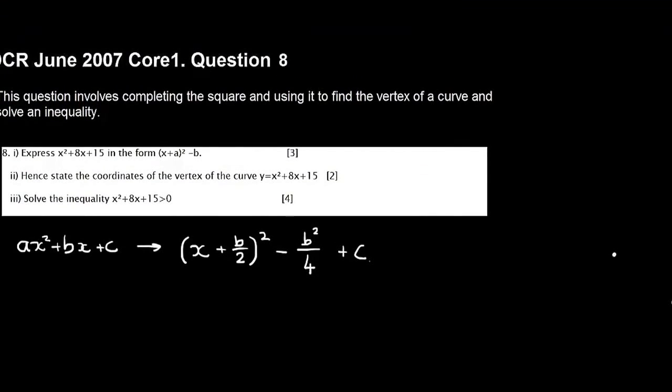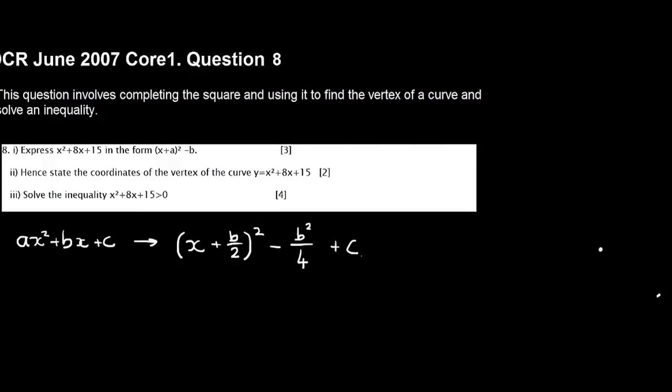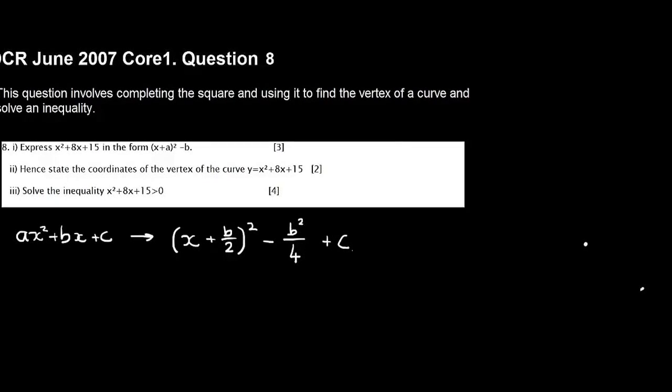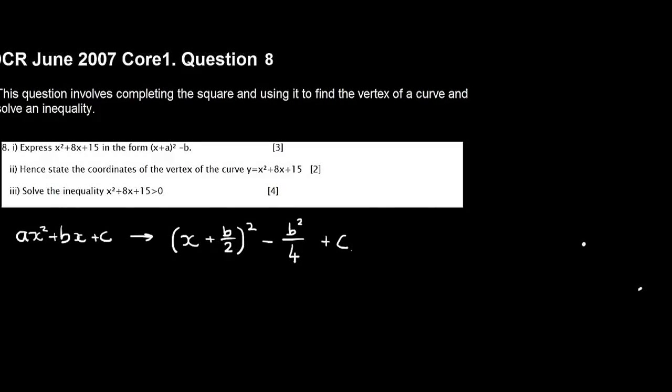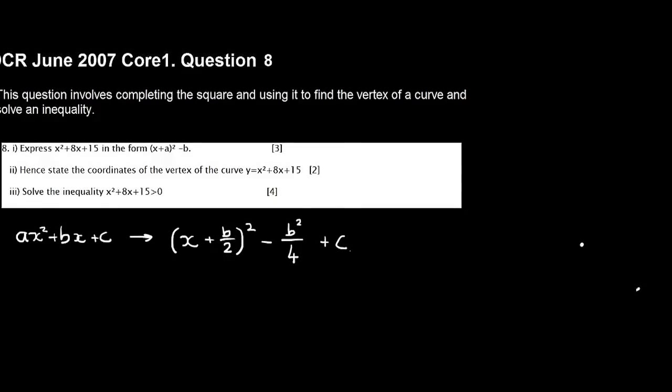So we've got June 2007, it's a Core1 paper, question 8. This question involves completing the square, and we use the completed square version to find the vertex of the curve, and then we solve an inequality.